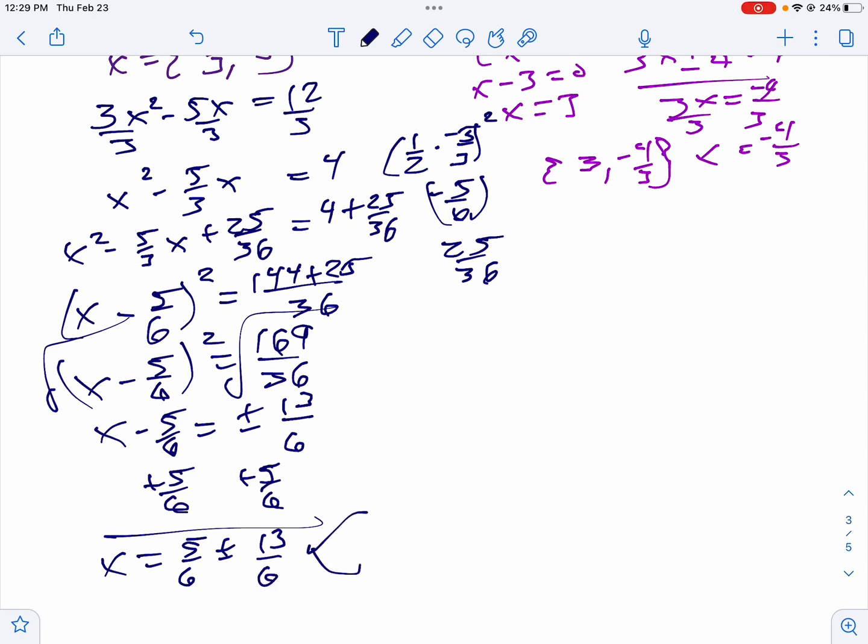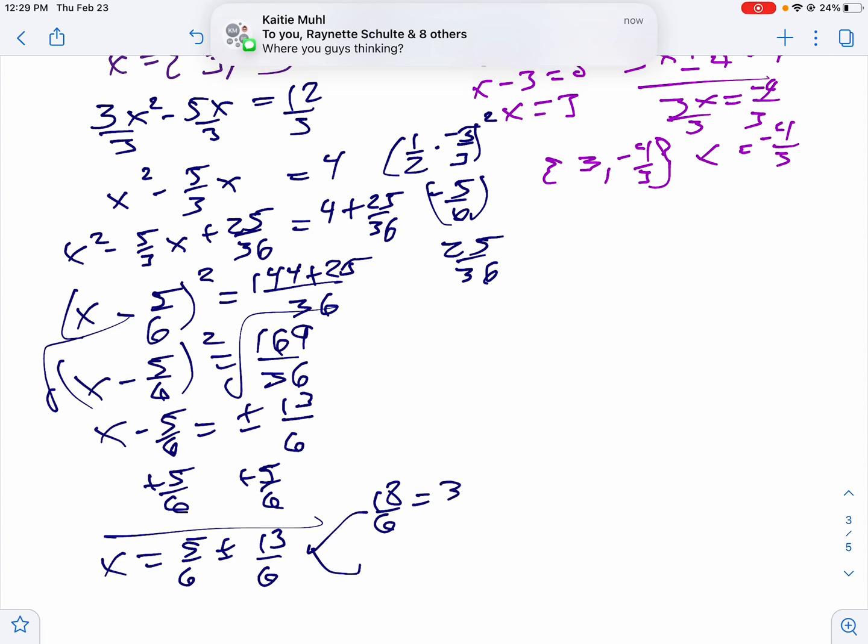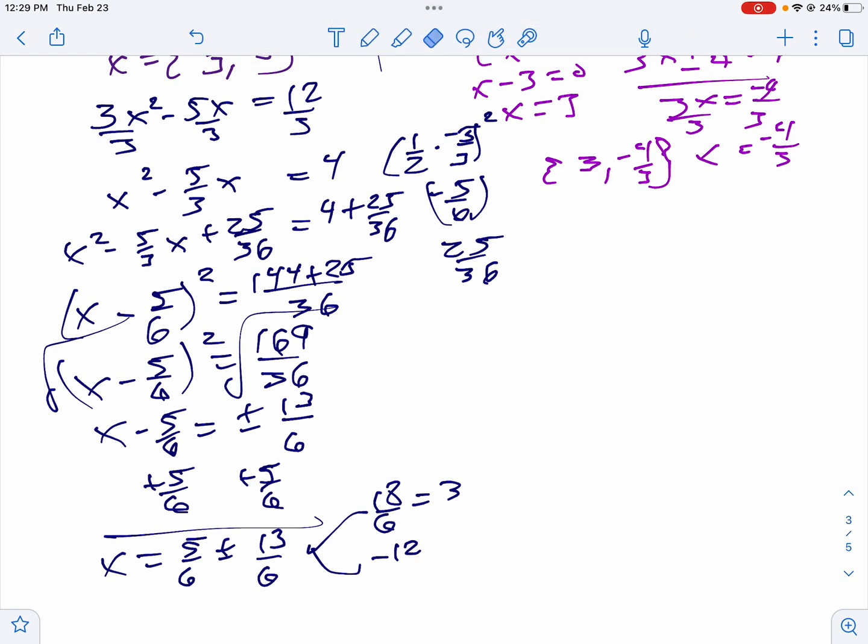And just like we did on the others, I'll do it twice. 5 plus 13 is 18 over 6, which simplifies to 3. And then 5 minus 13, that would be negative 12. 5 minus 13, something's not right there. It'd be negative 8. Sorry about that. So it'll be negative 8 over 6, which would be negative 4 over 3. So just like the others, we get 3 and negative 4/3.